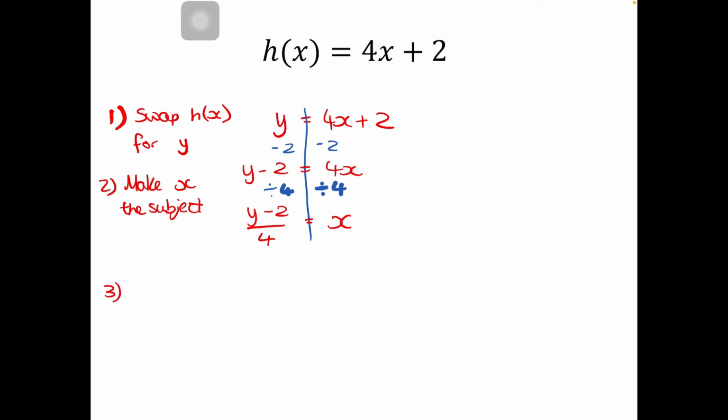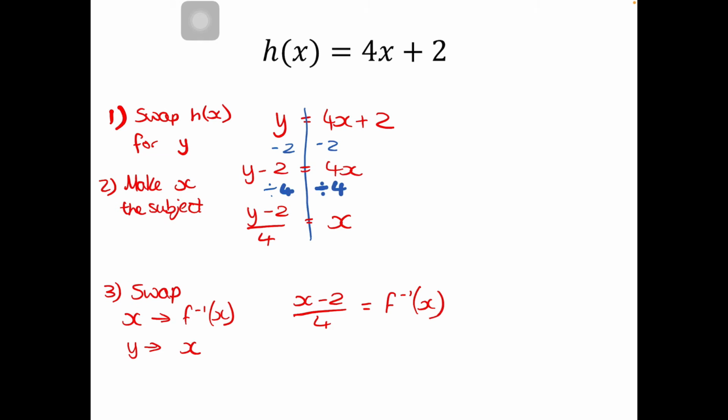Last bit, do my 2 swaps. So I need to swap x for f to the minus 1 of x. I need to swap my y for an x. So I'll have x minus 2 over 4 equals, swap my x out, f to the minus 1 of x. And I have my inverse function.